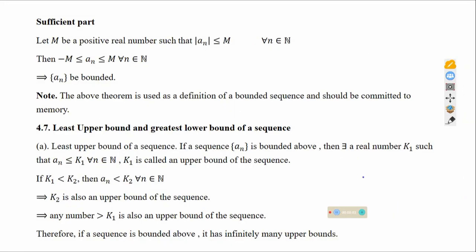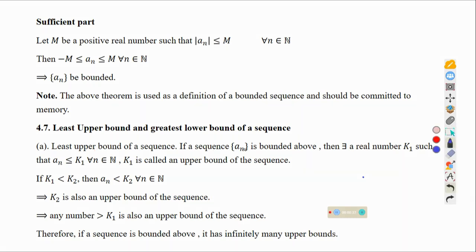Let us now talk about this note here. Clearly, we have proved the theorem above, and it is very important that you commit this to memory. You need to know this, because it helps in defining what we call a bounded sequence. So let us talk about the least upper bound and greatest lower bound of a sequence. We shall begin with the least upper bound of a sequence.